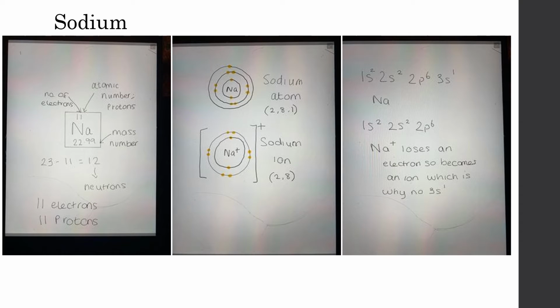To calculate the number of neutrons, we just need to take the atomic number away from the mass number. So 23 minus 11 is 12 neutrons. So it's 12 neutrons, 11 electrons, and 11 protons.